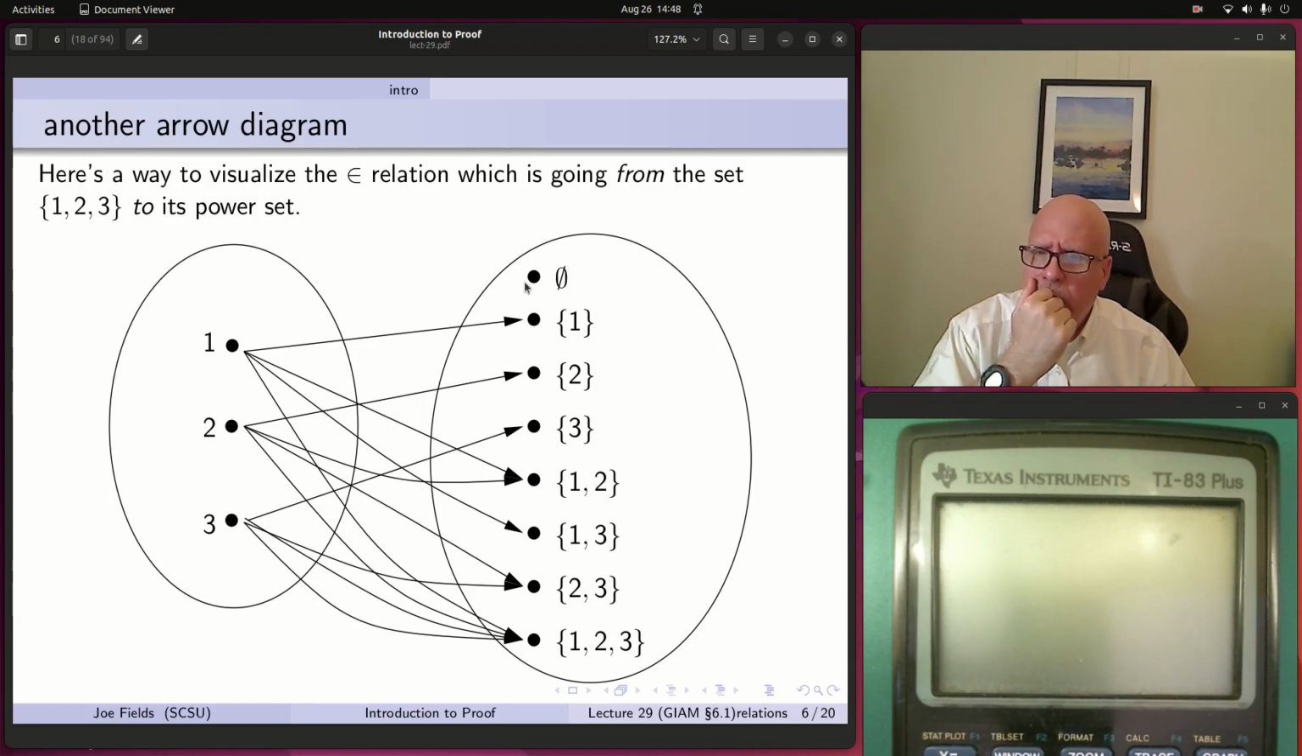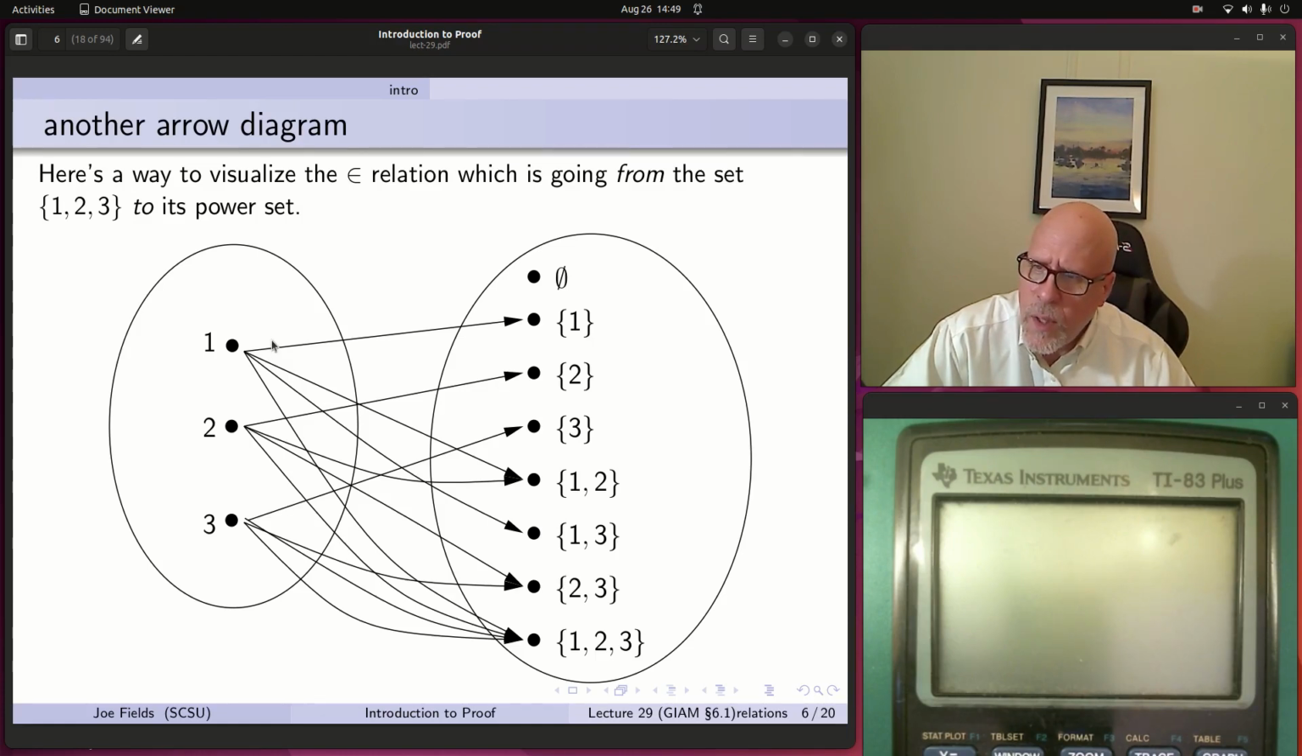One is the empty set doesn't have anybody pointing at it. Why is that? Well, it's because it doesn't have any elements. If it had somebody pointing at it, it would mean that thing was in it, and it doesn't have anything in it. The singleton set {1}, the singleton set {2}, and the singleton set {3} each have just a single arrow pointing at them. Makes sense. They have one element. In fact, the number of arrowheads that land on a set tells you how big it is.